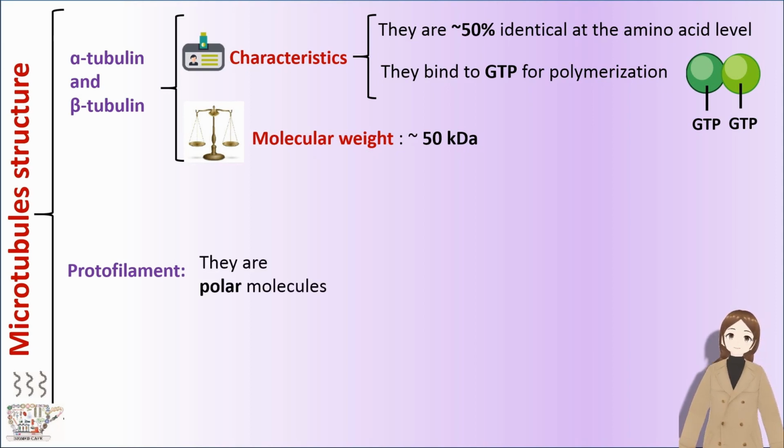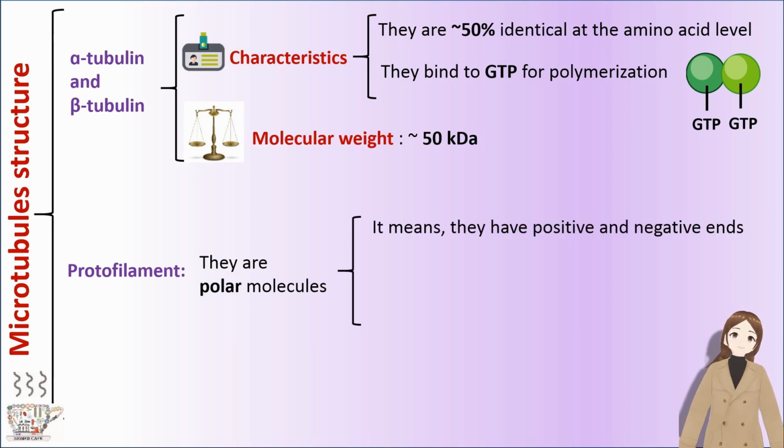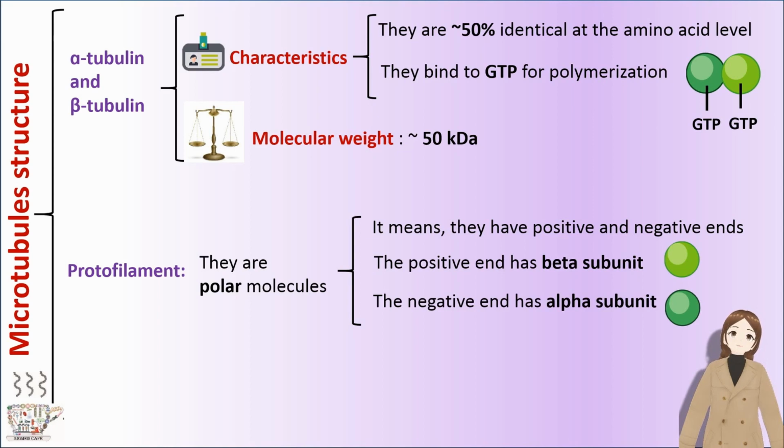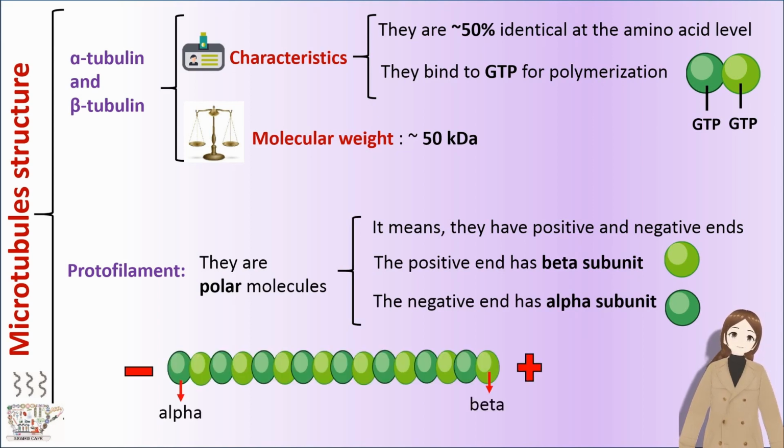Protofilament. They are polar molecules. It means they have positive and negative ends. The positive end has the beta subunit, and the negative end has the alpha subunit.